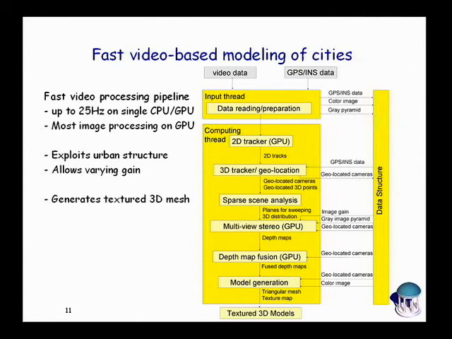So basically, we start here from reading the data in, and then do 2D tracking, 3D tracking. So first, we track features in images. We combine that with the GPS INS information into 3D location. Then we perform a sparse scene analysis, which from the 3D tracks is going to extract the dominant orientations in the scene so that we can direct our stereo algorithm to leverage that information.